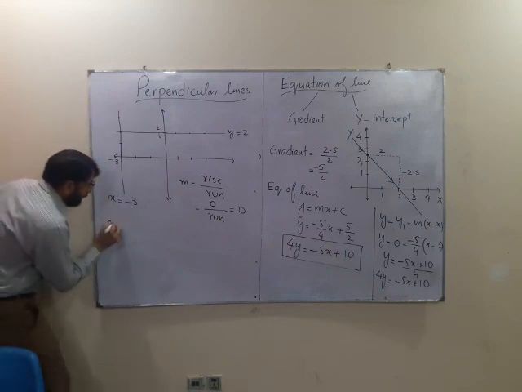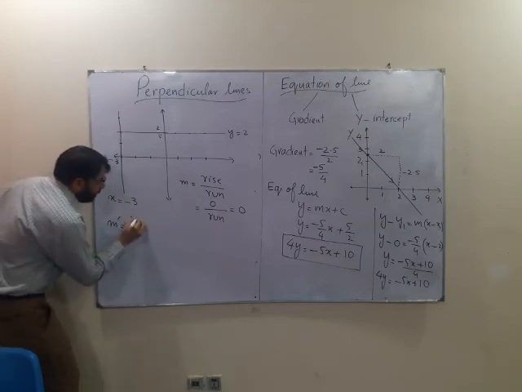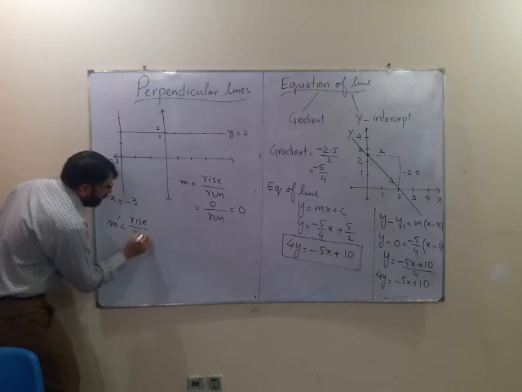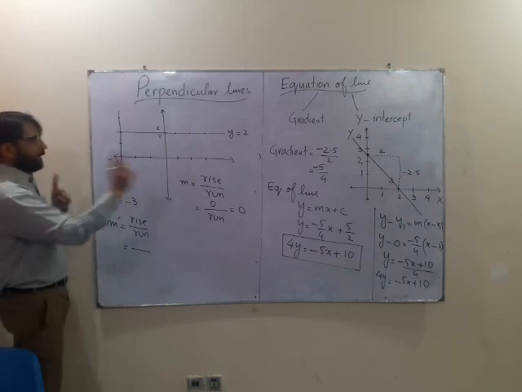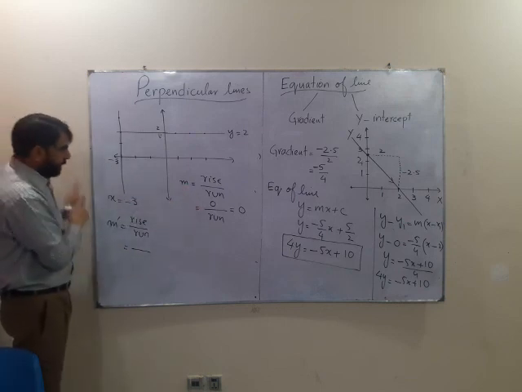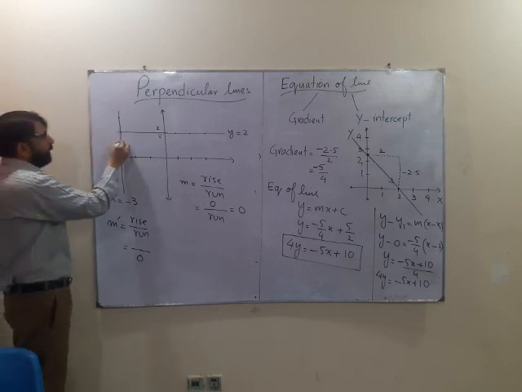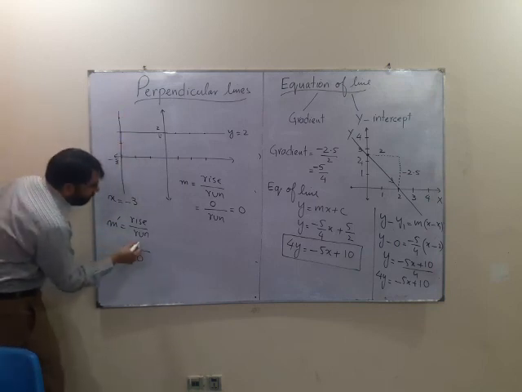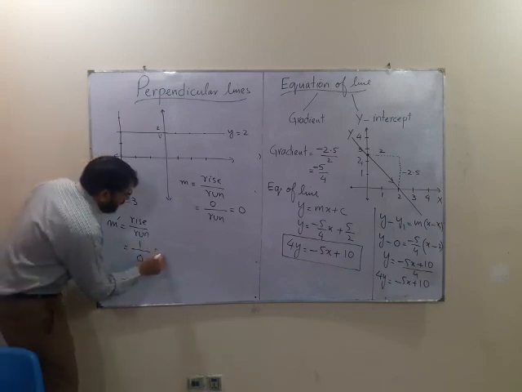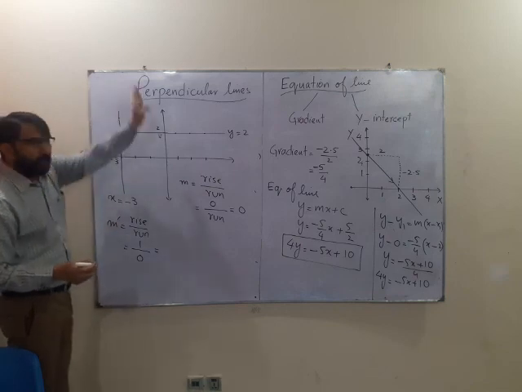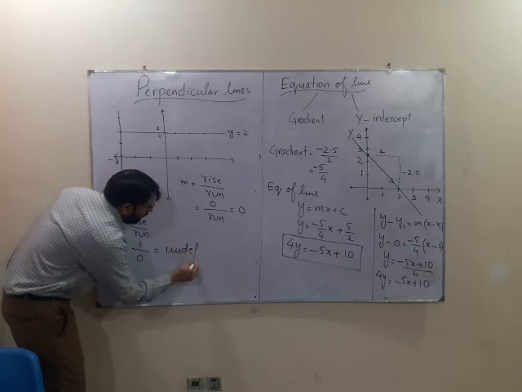So the gradient for this is going to be rise over run. You see here we are not moving towards right or left. So there is no run in this case. And rise, if you take this point or any other point, the rise is going to be 1 over 0. So we say any line which is parallel to the y-axis is having an undefined gradient.